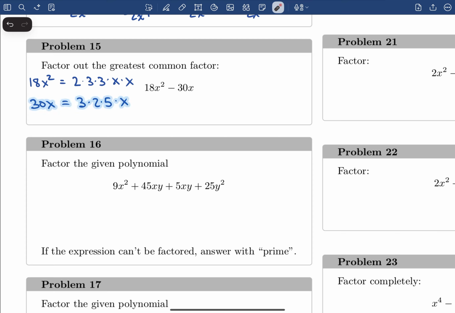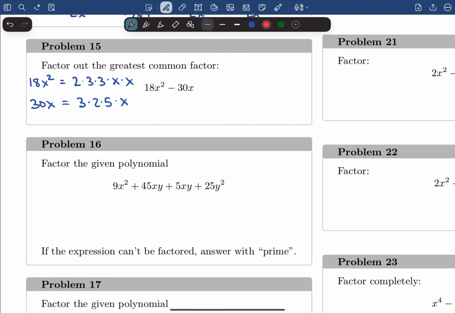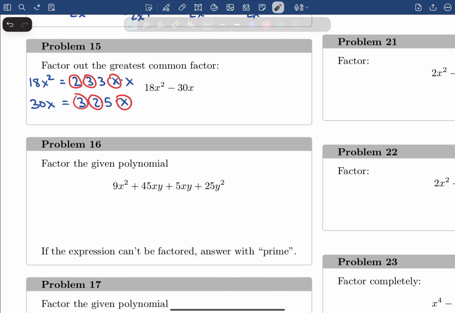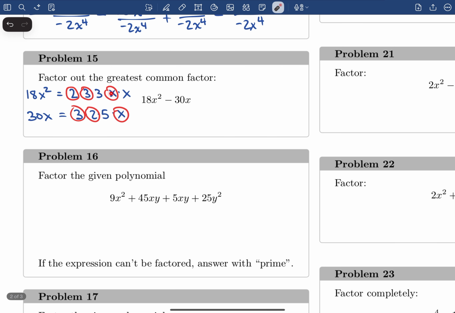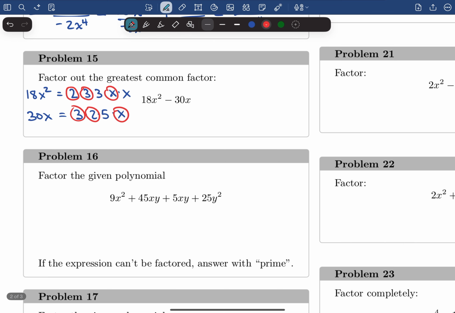Great, now that I've found the prime factorizations of both the terms, I'm now going to circle the factors that they share in common. For example, I see that they share a 2 in common, and they also share a 3 in common, and they also share an x in common. Okay, that is all the stuff that they share in common, and that is the GCF. We have just found the greatest common factor. It's 2 times 3 times x. And we'll multiply 2 times 3 back together to get 6x, right? So the 6x is what I'm factoring out of this expression.